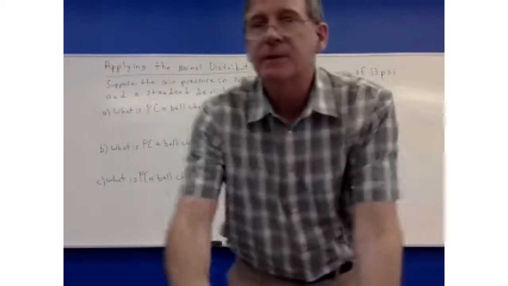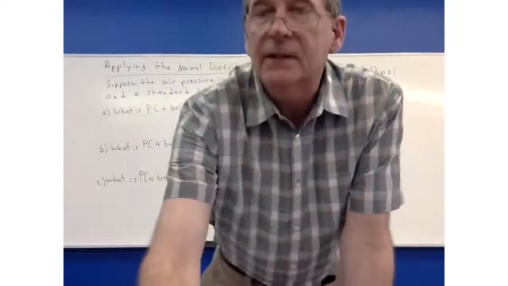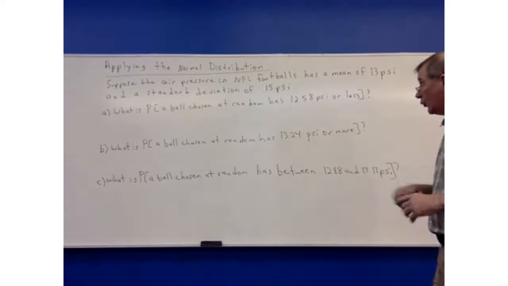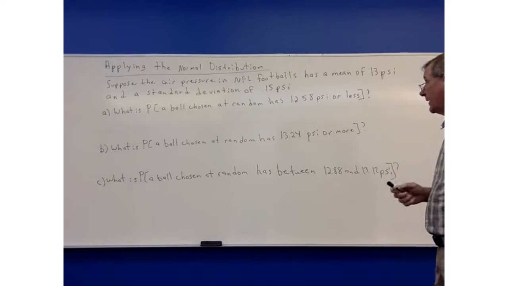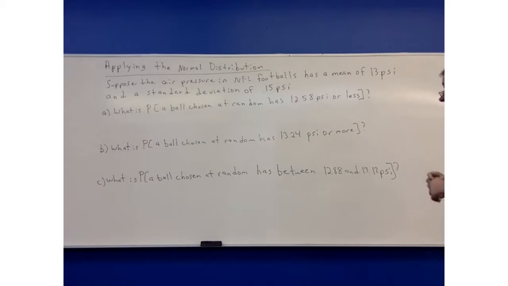Okay, this session is very much a continuation of what we were just doing. We've got another normal distribution problem to solve. The question is: suppose the air pressure in NFL footballs has a mean of 13 pounds per square inch and a standard deviation of 0.15 pounds per square inch. What is the probability a ball chosen at random has 12.58 psi or less?